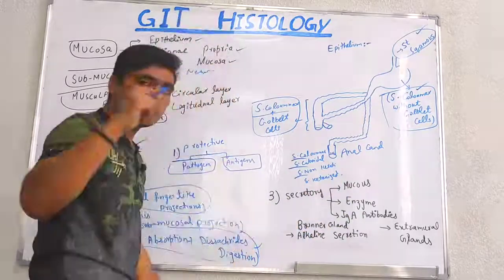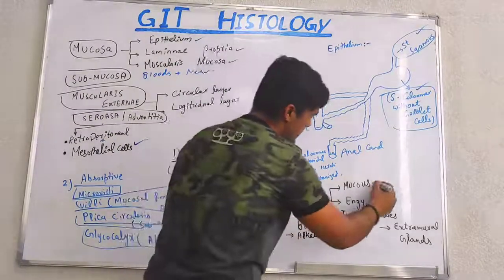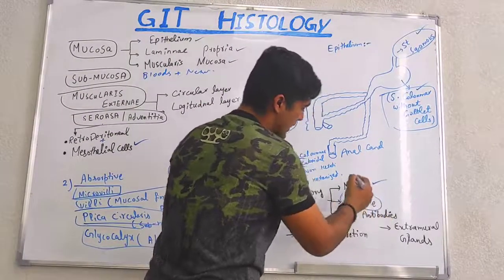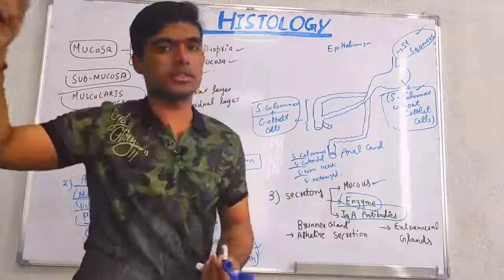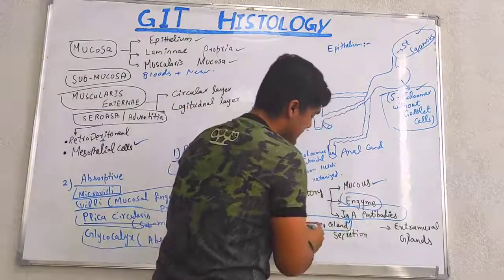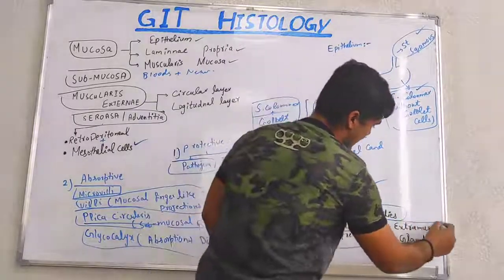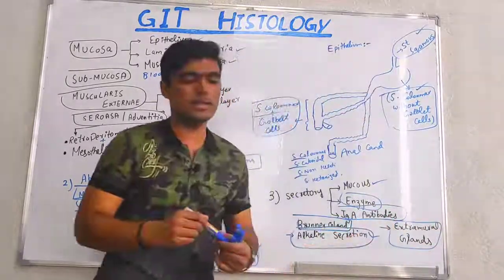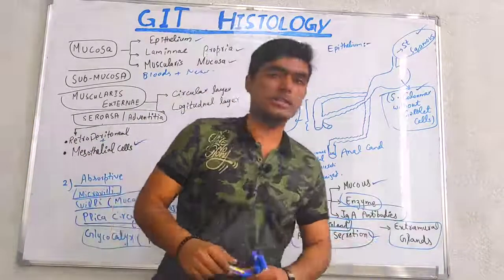In the same way, along with the absorptive role there is a secretory role. Secretions are basically of mucus, enzymes and antibodies. We also have glands. We name them Brunner's glands, which play a role in alkaline secretion, and extramural glands, which are basically present extracellularly. So we name them extramural glands.